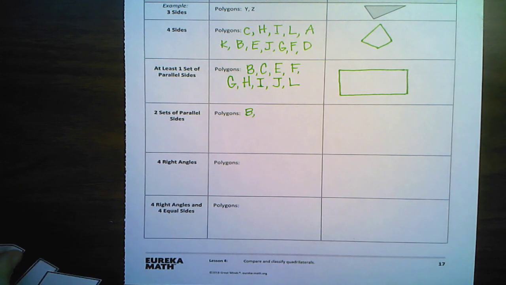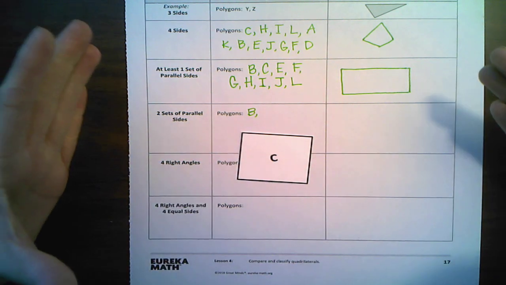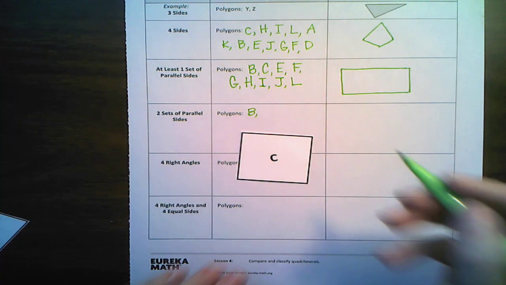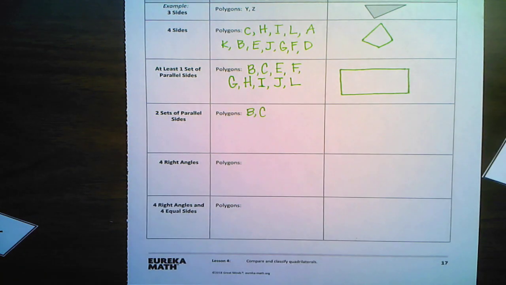Is C part of our group here? Yes. Let's look at C. How many sets of parallel lines? We have at least one. Are there two? Yes. 1, 2. Yes. Good job, C. You've met our qualifications.